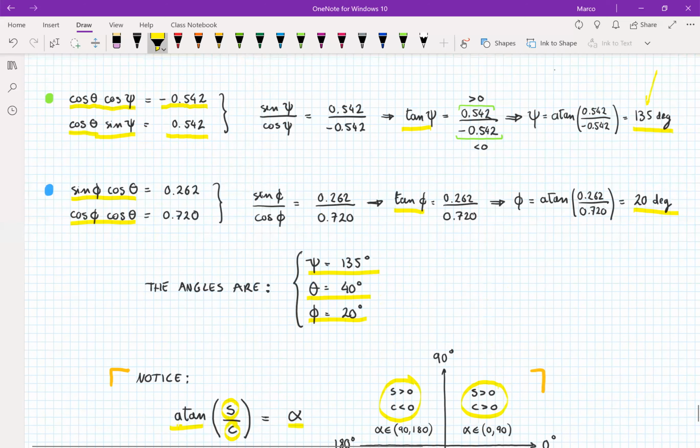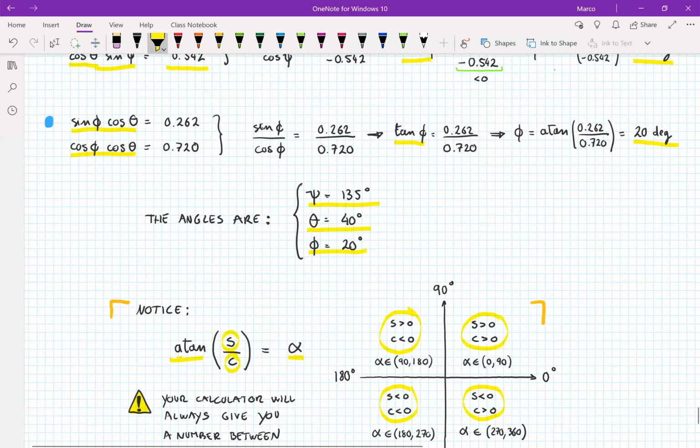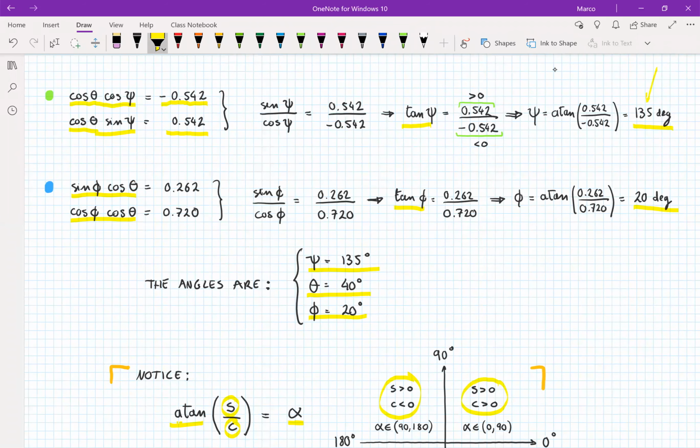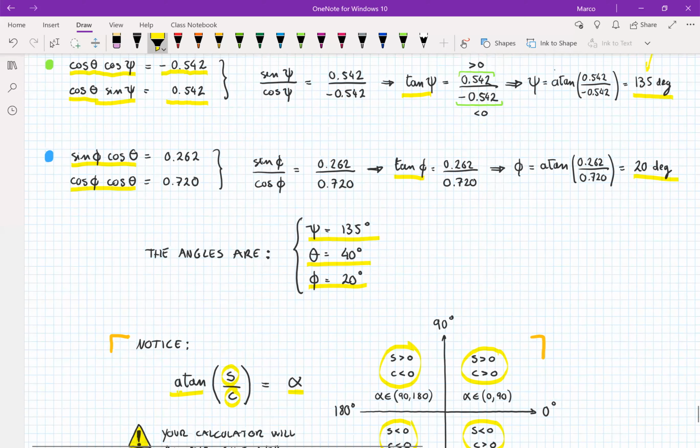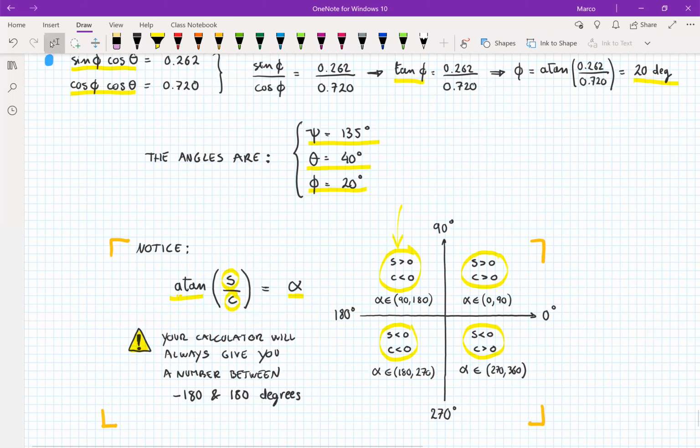So what did we have earlier? We had that the numerator, 0.542, is positive, and the denominator is minus 0.542, so it's negative. And so we are in the second quadrant, and that's why we find 135. If you just input those values in your calculator, S and C are the same in terms of magnitude, so technically you have arctangent of -1.